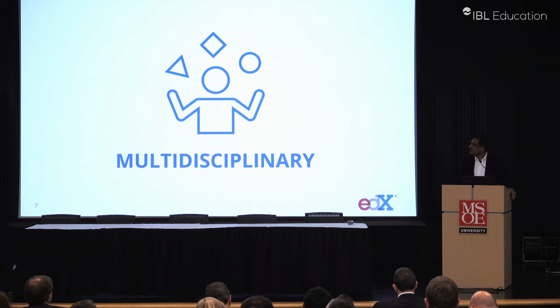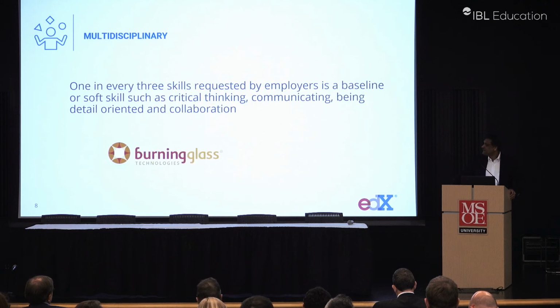The next category would be multidisciplinary. So some more data. So Burning Glass is an HR company that combs data through the web in company HR ads and resumes and so on to see what skills are in demand. What are people looking for? What are companies looking for?